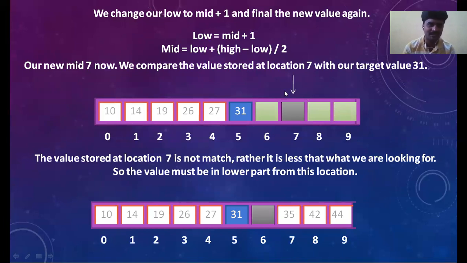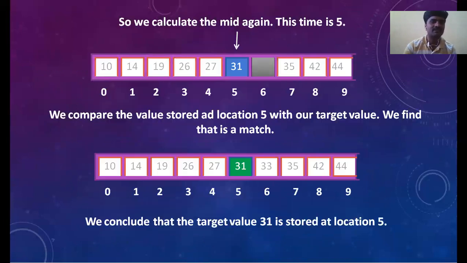The value stored at location 7 is not a match. It is greater than what we are looking for. So the value 31 must be in the lower part from this location. So according to lower and higher order, we find the value lies in the lower part of the location. This is the understanding of things.